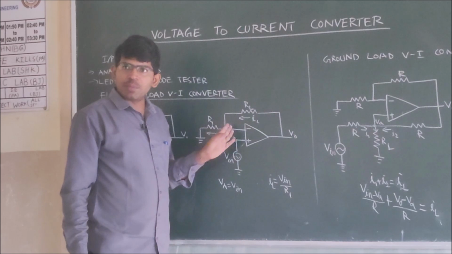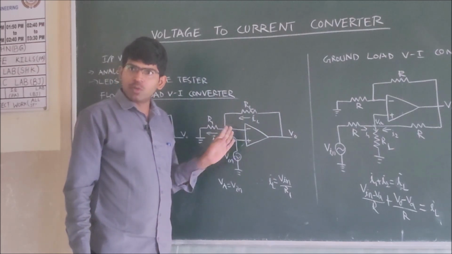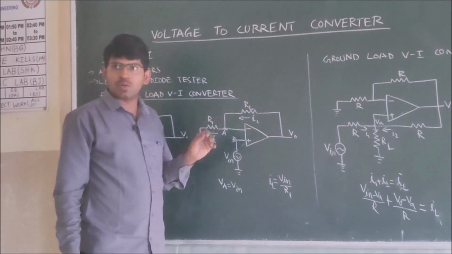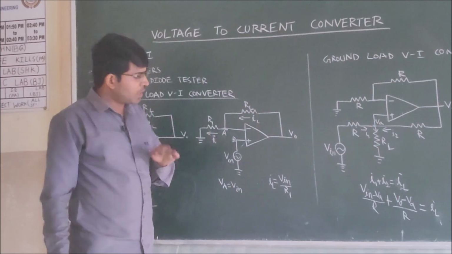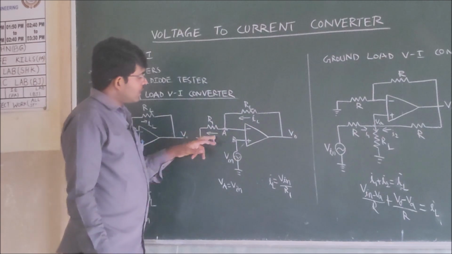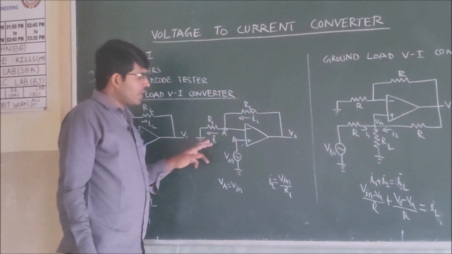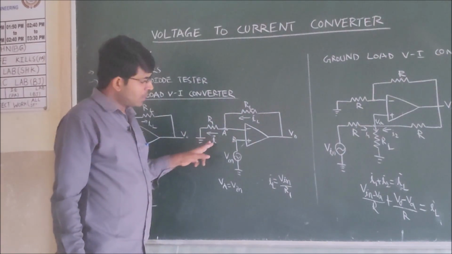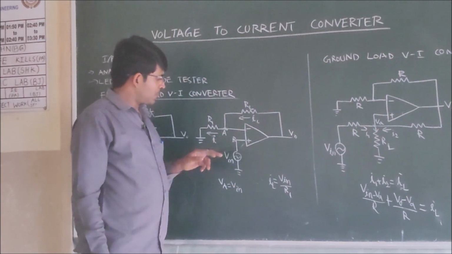At the non-inverting terminal, node B, we have the voltage V in. The same voltage will be observed at the inverting terminal, node A. The current entering at node A and the current leaving at node A are both equal. Therefore, I is equal to IL.